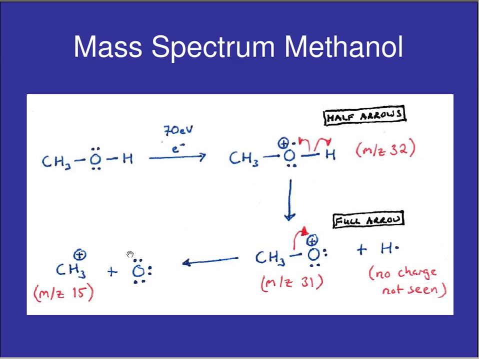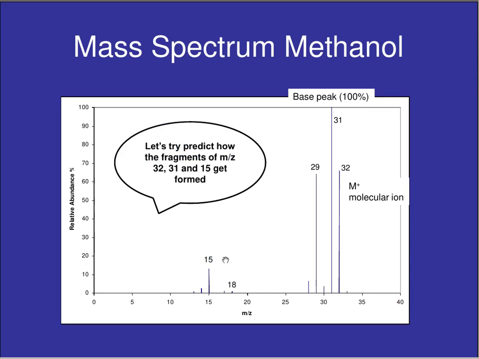But of course we've neutralized the charge here. The oxygen atom that is formed has no charge and will not appear in the mass spectrum. So that explains how we see an m over z of 15 in the mass spectrum.